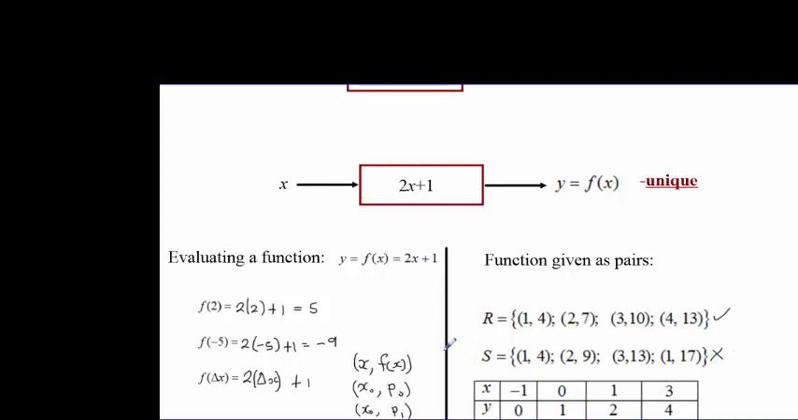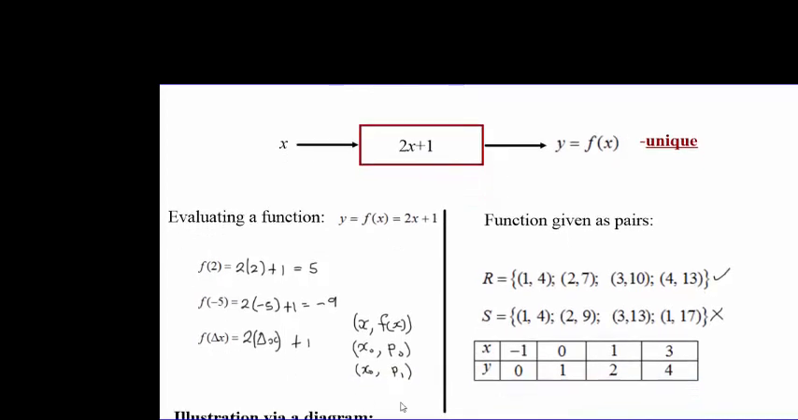Then let's look at the table. That's another way of giving a function. You can also give a function as a table of values. There is the table. Input is X, output is Y. What do you say about that? Function or not a function? Function, because we don't see any value appearing twice as X. Okay. Now, let's come to the next part.